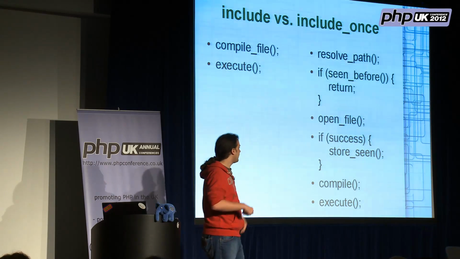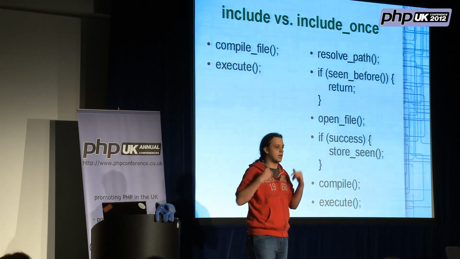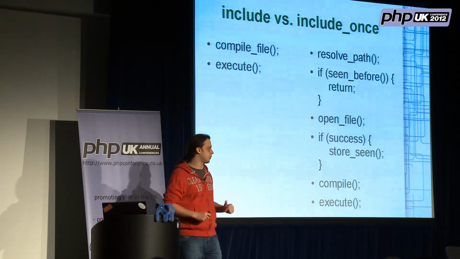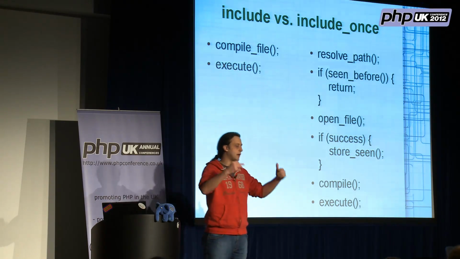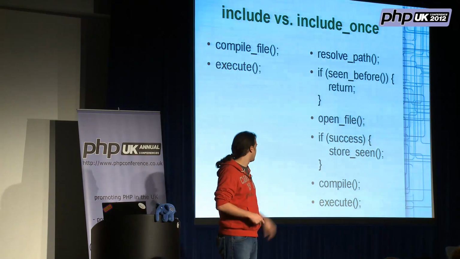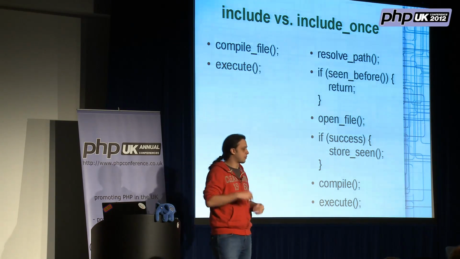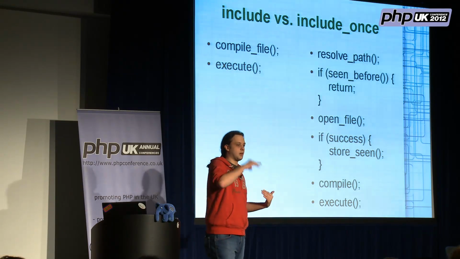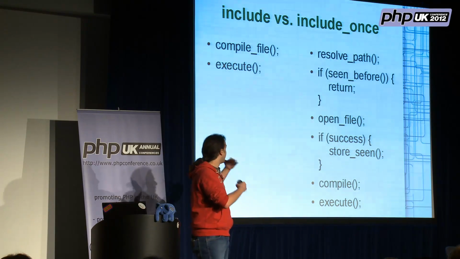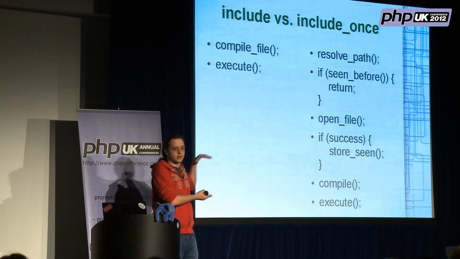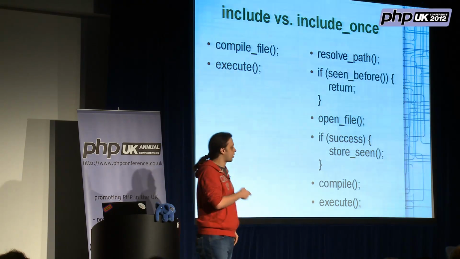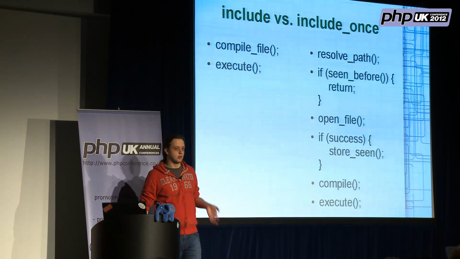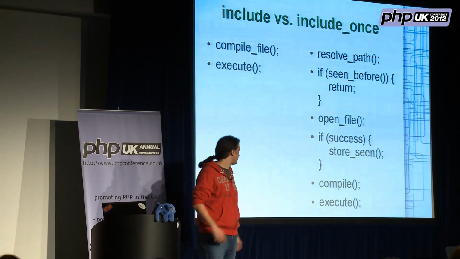Then we open the file, and if that works, we know we have this file included in the past, and on the next include once or require once call we wouldn't have to do this. And then finally, it's compiled and executed. So you can see that the once versions have notably more to do, especially this resolving of the paths can take some time if you have a nested structure with symlinks and all that kind of stuff.